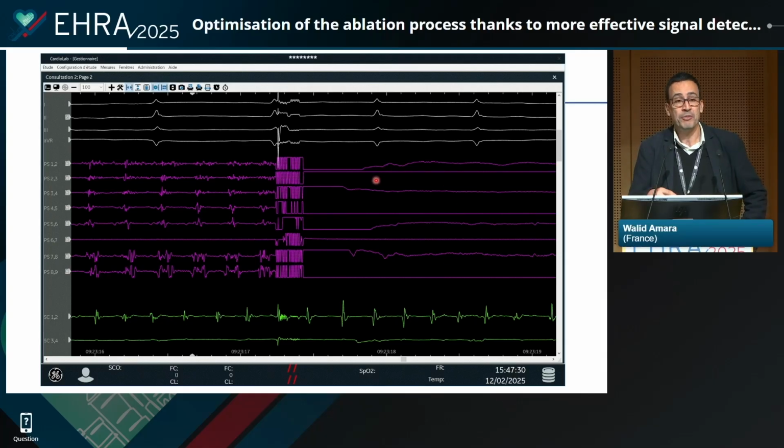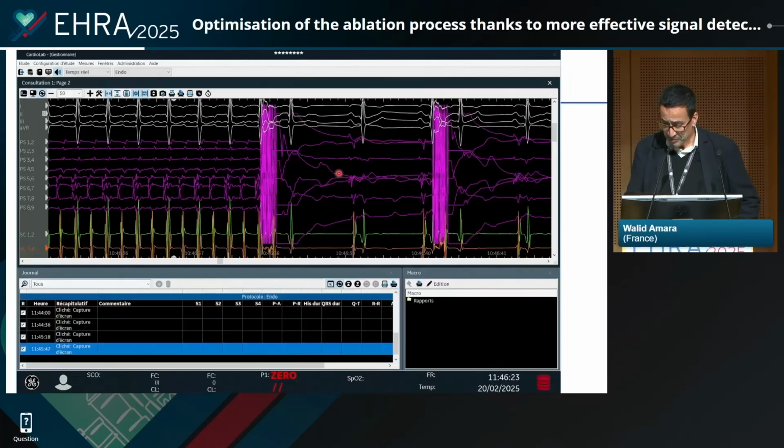And even as we are going faster and faster, I don't use a mapping system for all my procedures, but I see some information. I see that probably I'm around the vein, there is potential, and I am affecting that. Also in my practice, in my first 100 cases with PFA, I had around 3 cases of atrial flutter induced by my PFA.